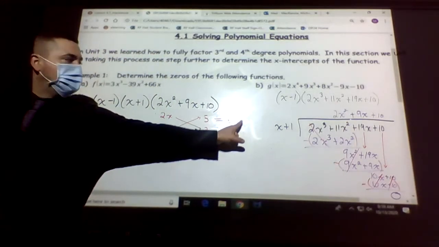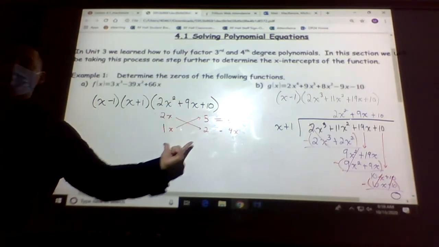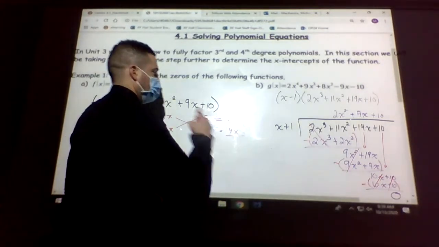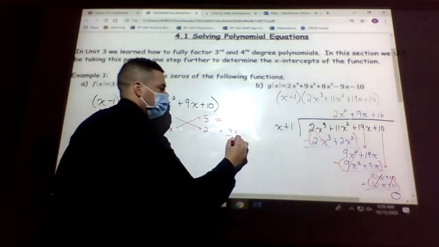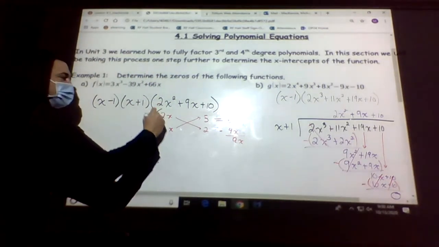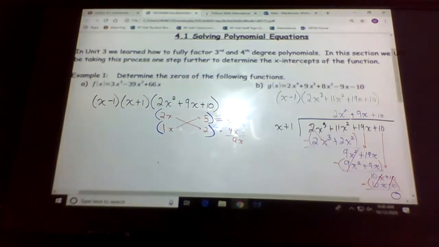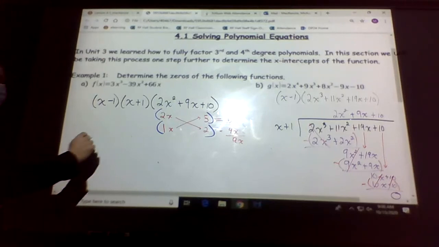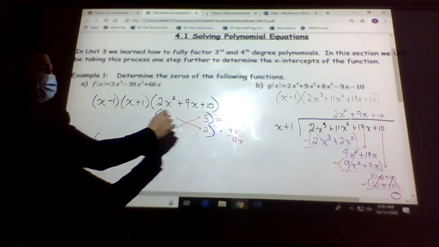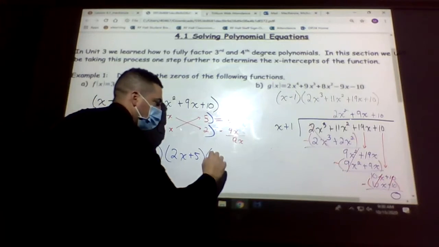If I add these 2 terms together, and it equals the middle term, then this is my brackets. Okay? So does 5x plus 4x equal the middle term? Yes, so this works. So 2x plus 5 is one bracket, x plus 2 is my next bracket. So my final answer: x minus 1, x plus 1, 2x plus 5, and x plus 2.